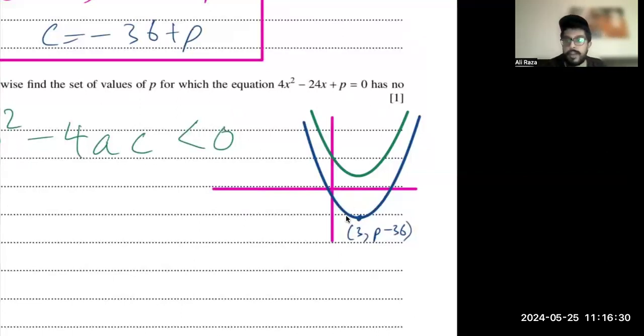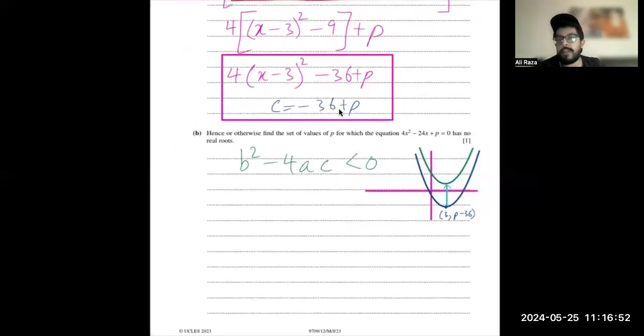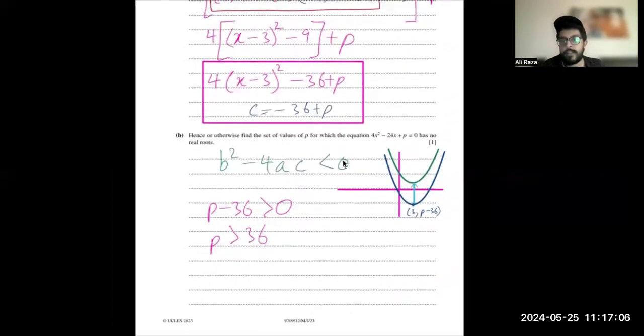And to have this graph in this shape, we need to move it above the x-axis, which means that the y-coordinate of the turning point, p minus 36, should be greater than 0. P minus 36 should be greater than 0, which means p is greater than 36. Whenever p has a value greater than 36, this equation would have no real solutions.